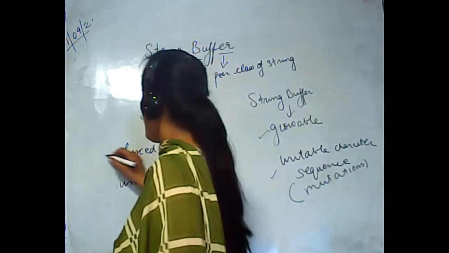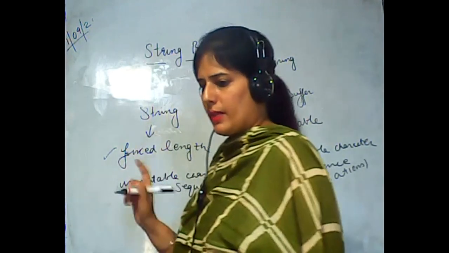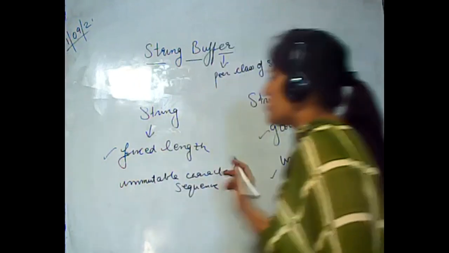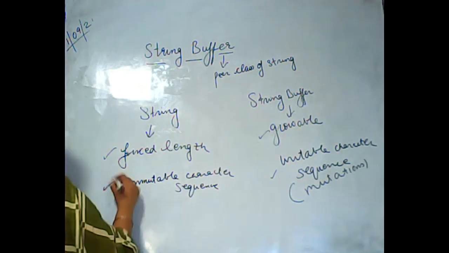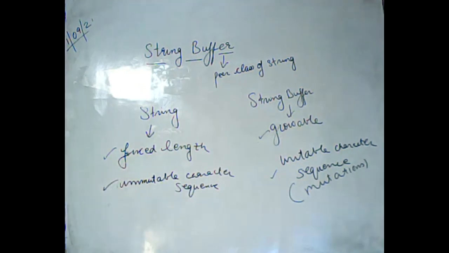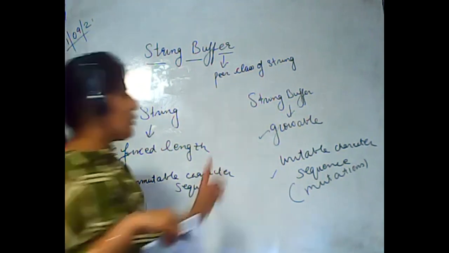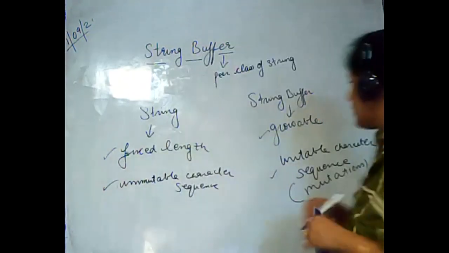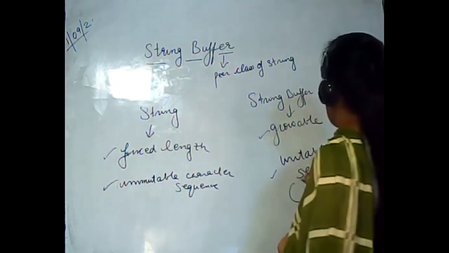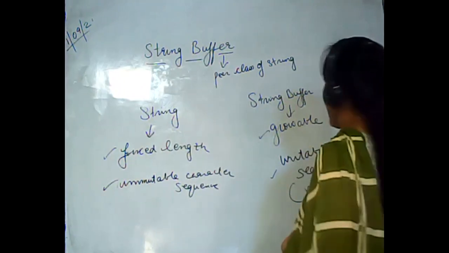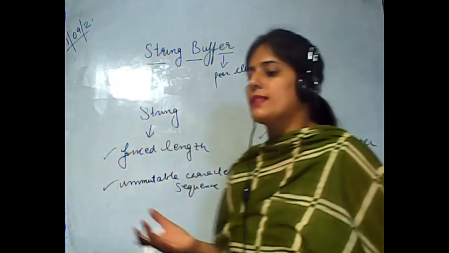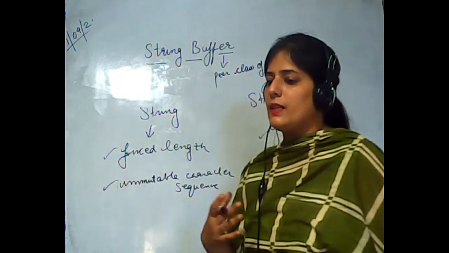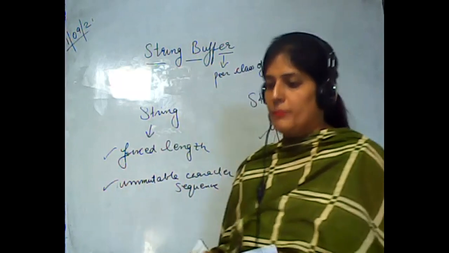So how can we distinguish between string and string buffer? A string consists of a fixed length and is also immutable by nature, so we cannot change the content of that particular string. But a string buffer is growable, and we have a writable character sequence, or we can say that we can modify all the characters in a particular string.